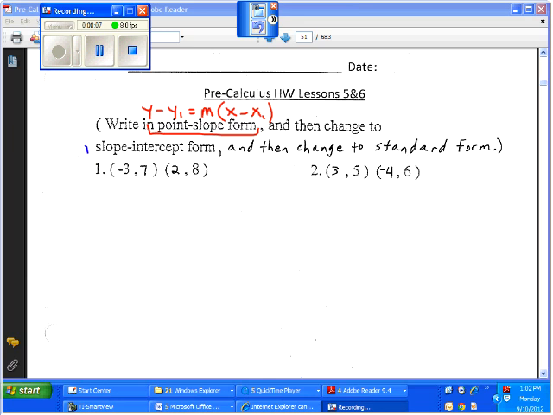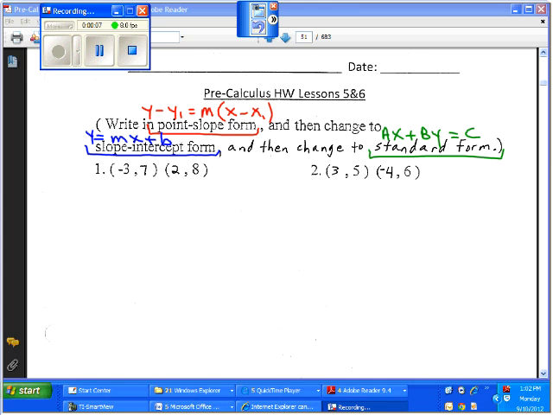We need to know slope intercept form of a line. What is slope intercept form of a line? y equal mx plus b. And we need to know standard form of a line. And standard form of a line is ax plus by equal c.